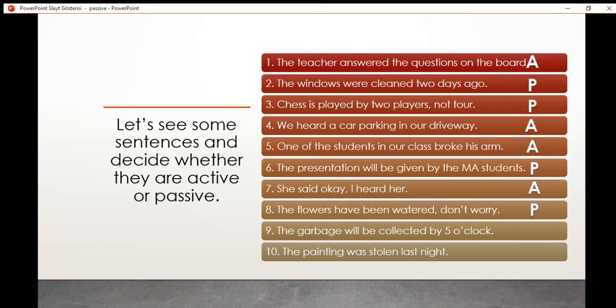It's passive. The garbage will be collected by 5 o'clock. Action is collect. Subject is garbage. Can garbage collect? No. People collect garbage. That's why this sentence is passive. And the painting was stolen last night. Stolen is our verb in the third form. The base form would be steal. So the painting, can the painting steal? No. People steal the painting. So the painting was stolen last night is a passive sentence.